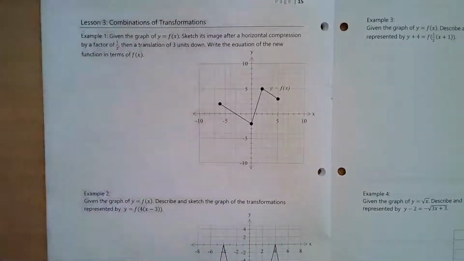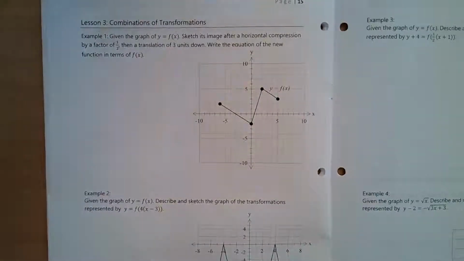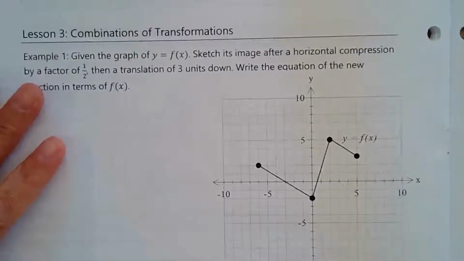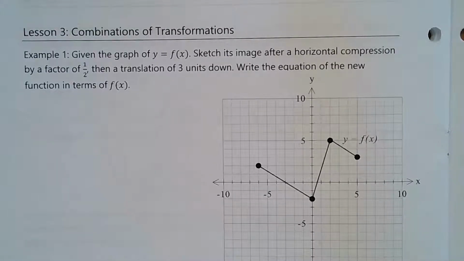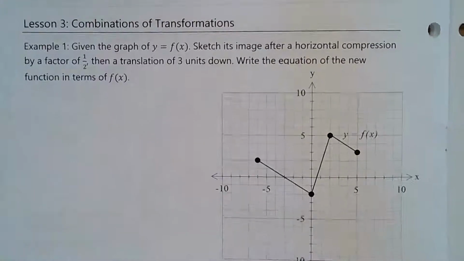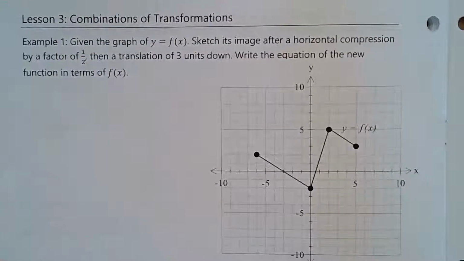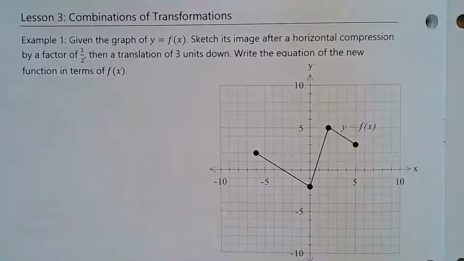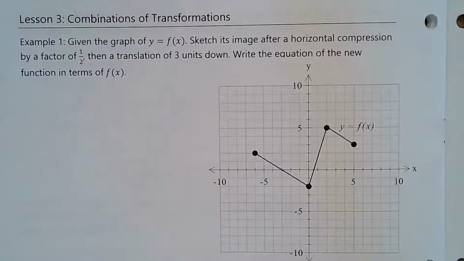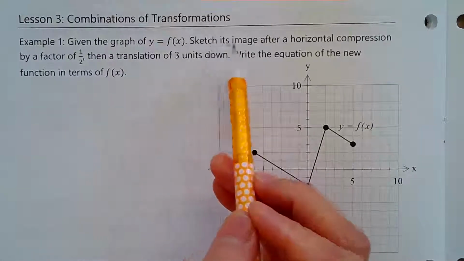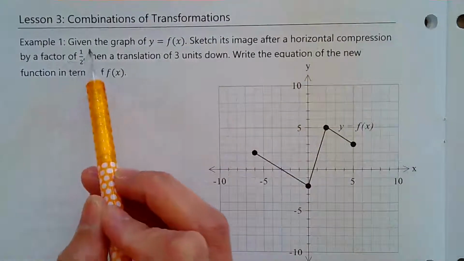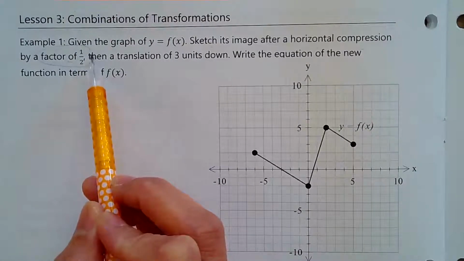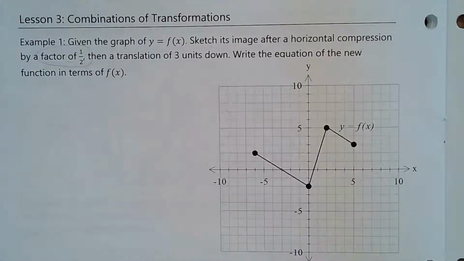So this is where we are now, after we've talked about different translations, stretches, compressions, and reflections in lessons 1 and 2. Let's take a look at example number 1. Given the graph of y equals f of x, sketch its image after a horizontal compression by a factor of 1/2. That's a good one because we've already talked about that.